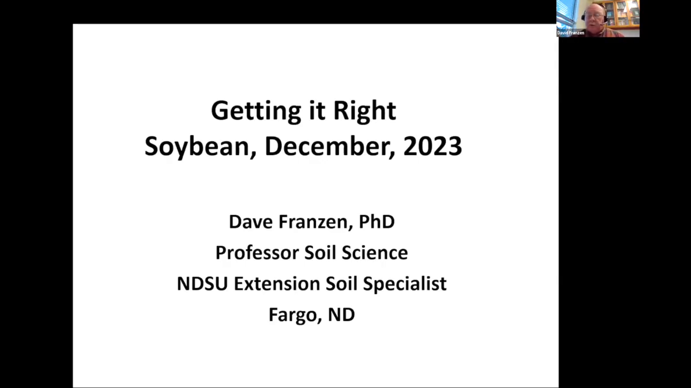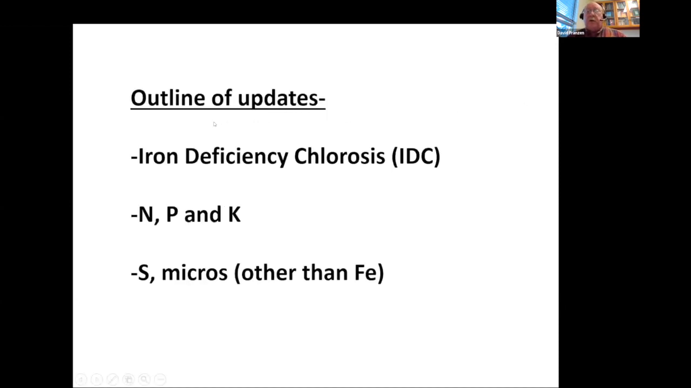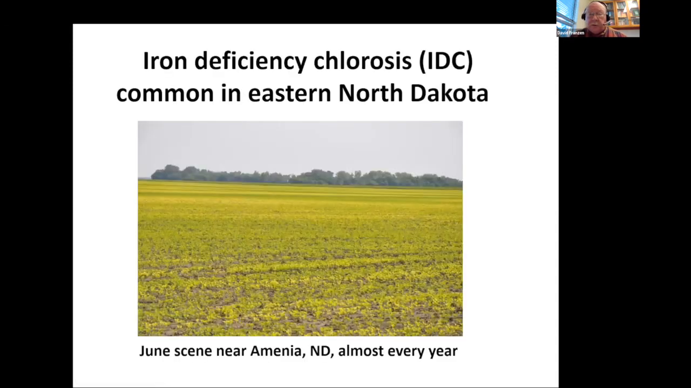I'll be touching on a few of these things as I go along. This is what I'm going to present today. Well, first is the iron deficiency chlorosis, which is of interest in the eastern part of the state. And then just basic nitrogen, phosphate, potassium, and then finally some sulfur and micros other than iron. So that'll fill up the 20 minutes, I think, really nicely.